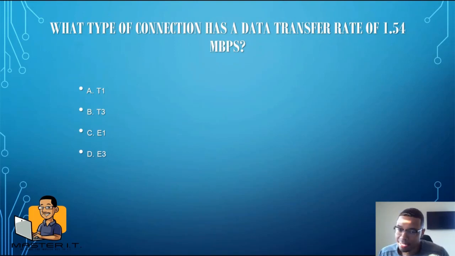What type of connection has a data transfer rate of 1.54 megabits per second? Which one? What kind of line? Easy, a T1 line. Perfect.